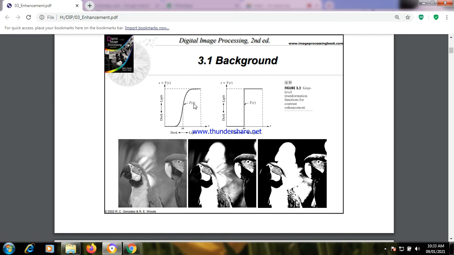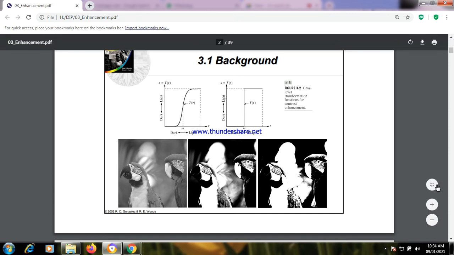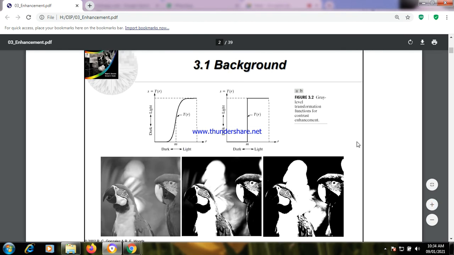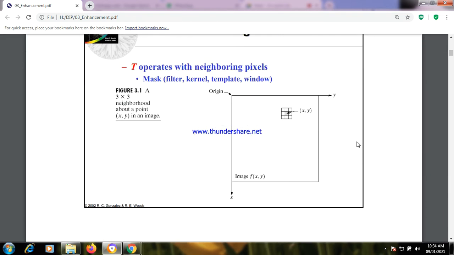So here R is the input level, S is the output level, S equals T of R, or whatever S you find here is what you get after the transformation. So just see here. That T operates with the neighboring pixels.